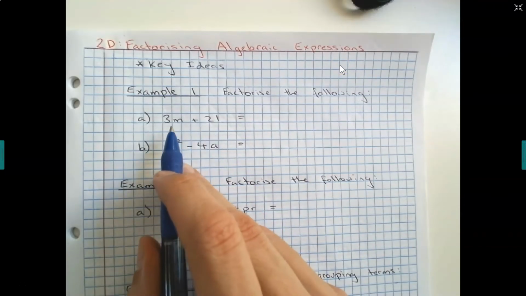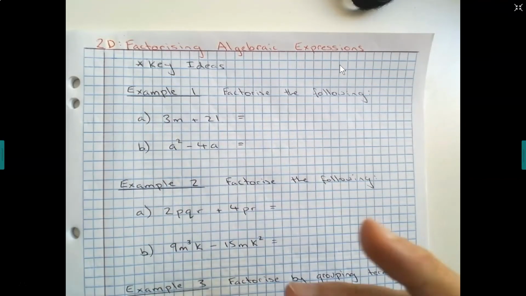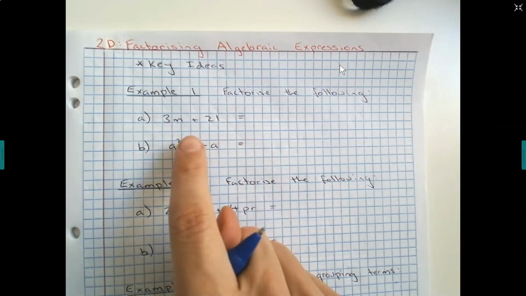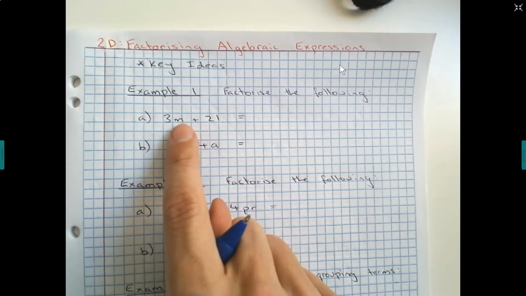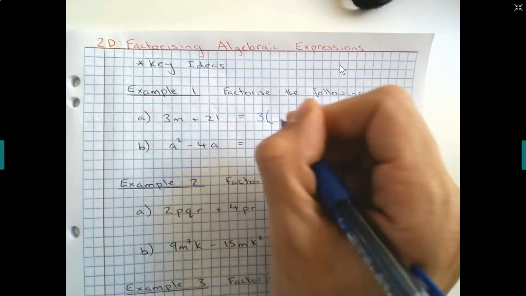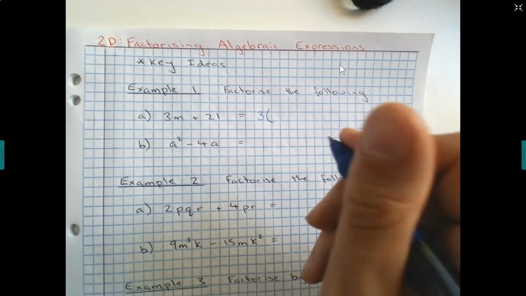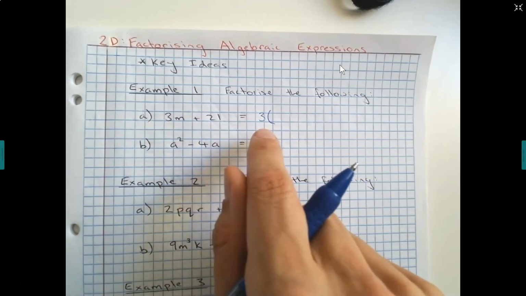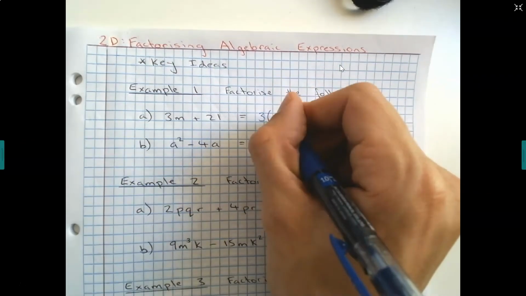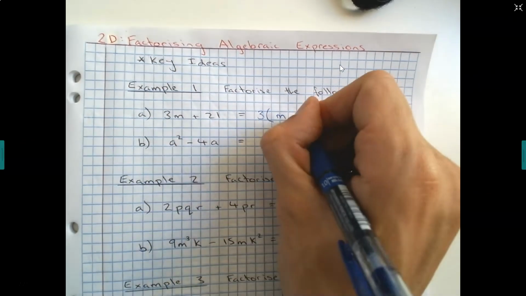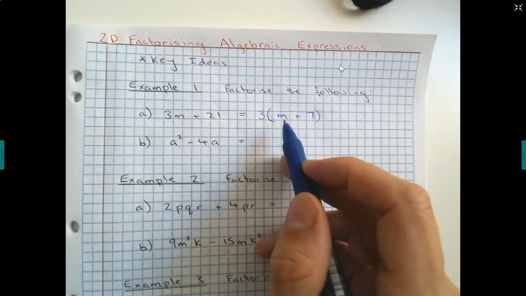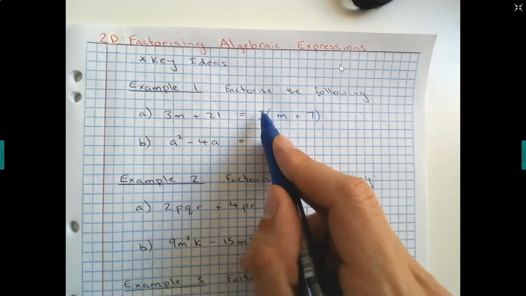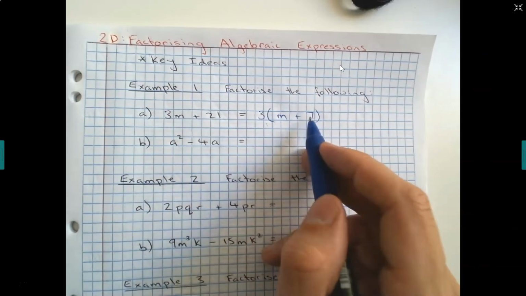Okay, so I have 3m plus 21. Remember, when we're factorising, we're trying to look for the highest common factor. So the highest common factor between 3m and 21 is going to be 3. And within the brackets, what do I have to multiply 3 by to get 3m? I need to multiply it by m. Then plus, what do I need to multiply 3 by to get 21? It's 7. And you can always do a cross-check, because if I was to expand this using the distributive law, I would go 3 times m is 3m plus 3 times 7 is 21.